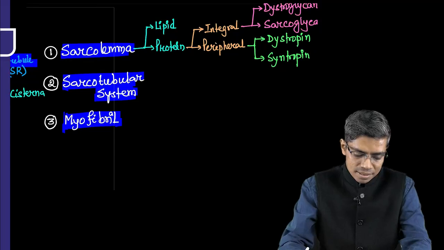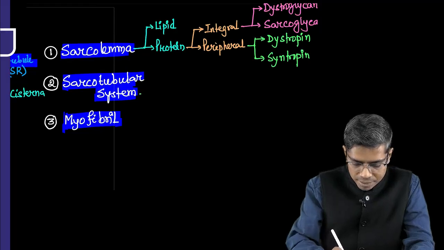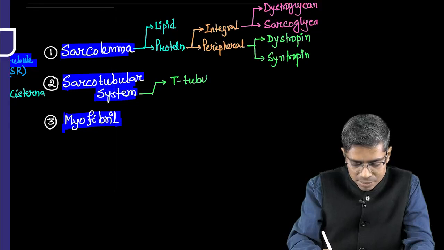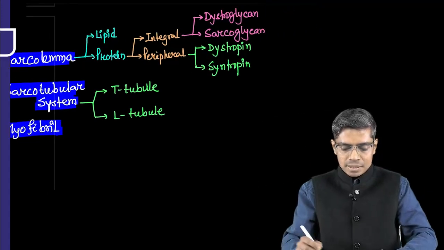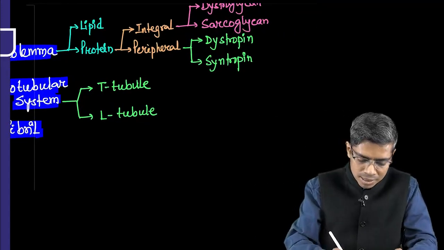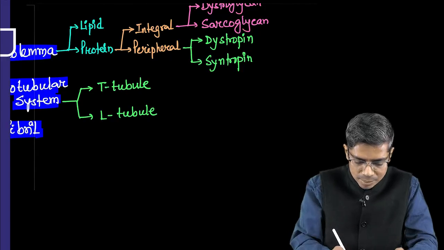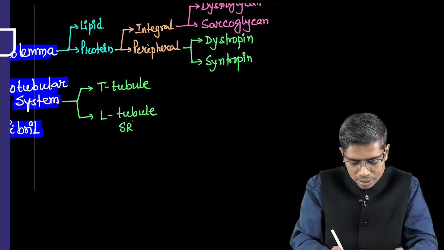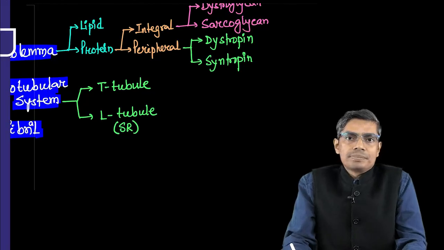Okay, now the next thing is the sarcotubular system. We already discussed that it is composed of T tubules and L tubules. T tubules are nothing but a part of the cell membrane only, so this is nothing but the sarcolemmal membrane. And L tubules are nothing but the sarcoplasmic reticulum. Right? Sarcoplasmic reticulum.